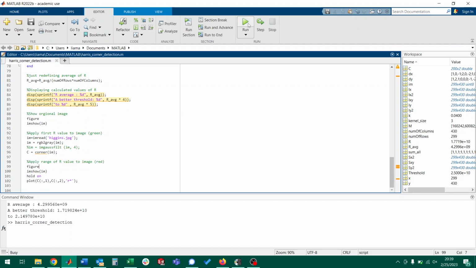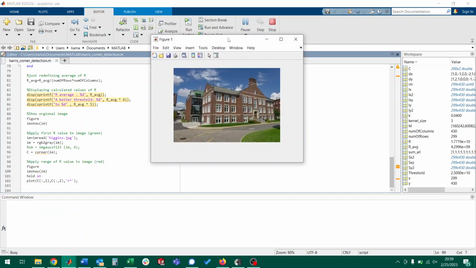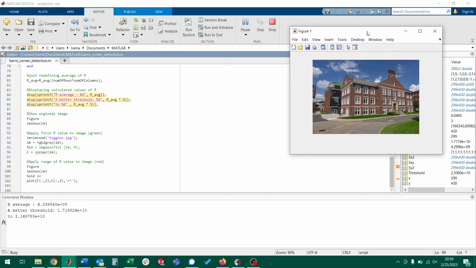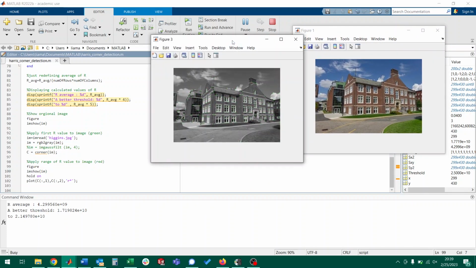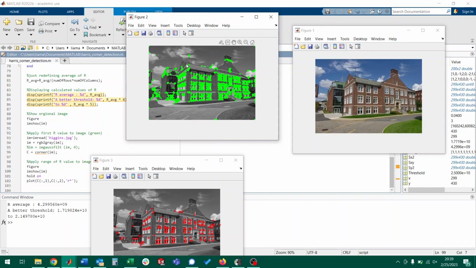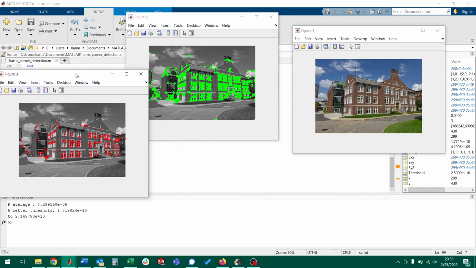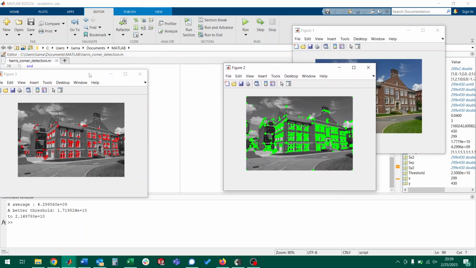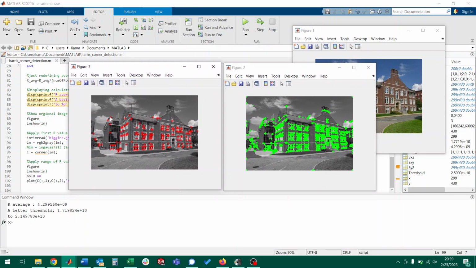So let's actually run this. There's the original image of the building. And then here's the second. This is with a quite high R value. And then here's the range of the limited R value. As you can see, it works pretty well for detecting corners. And it's very, very good along these lines you can see here, and you could extrapolate data from that, which would be pretty interesting.